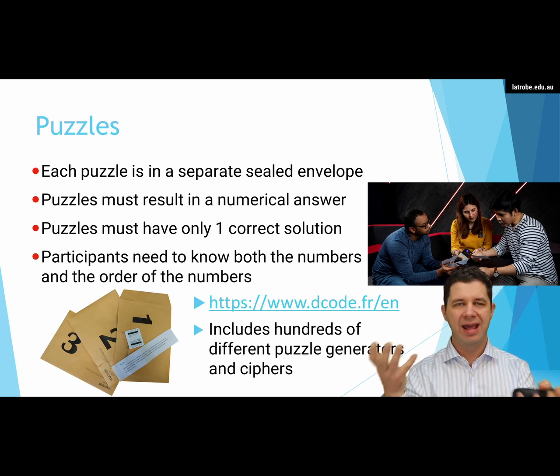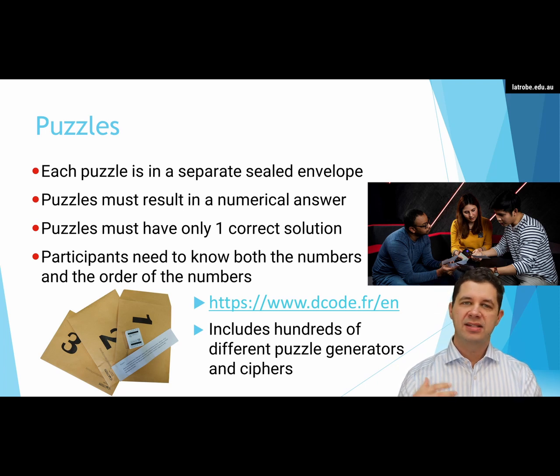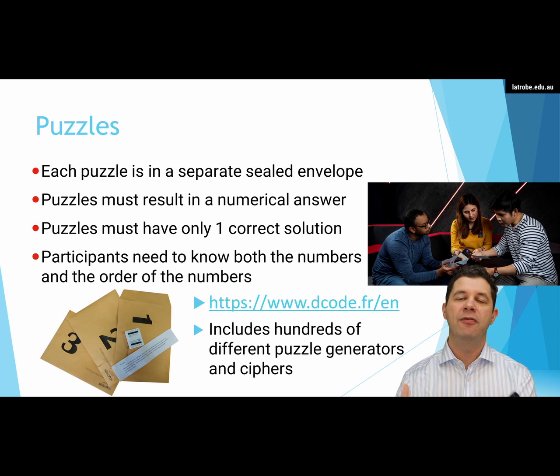Otherwise, they're just guessing random numbers. There's a website there, the Decode website. It's nothing to do with me, but I found it online, and they've got dozens and dozens, maybe even hundreds of different ciphers and puzzle encoding ideas that could be really helpful as you're designing your own puzzles. I know I've used it in the past.